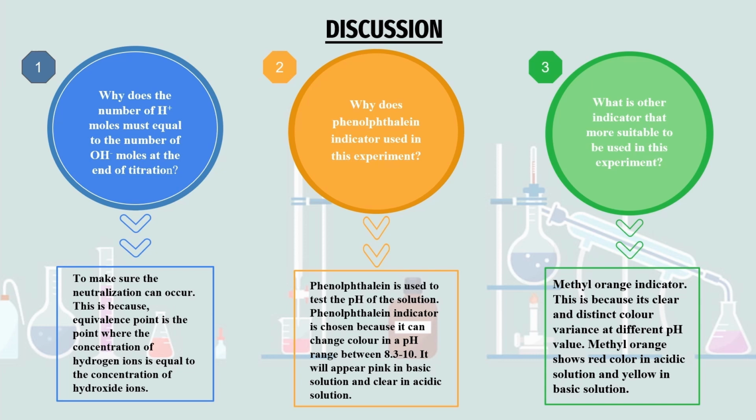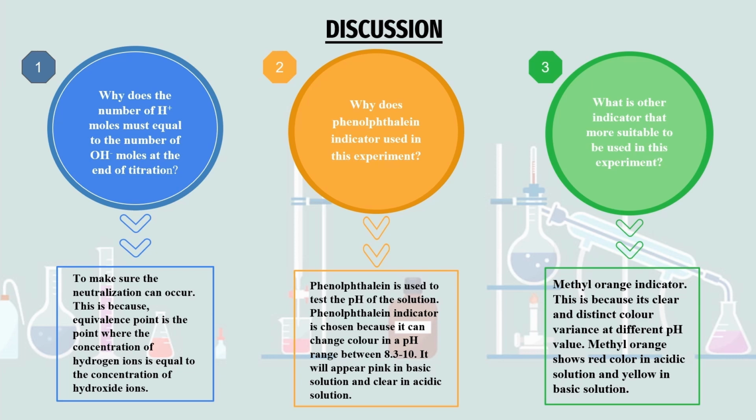This is because the equivalence point is the point where the concentration of hydrogen ions is equal to the concentration of hydroxide ions. The second question is, why is phenolphthalein indicator used in this experiment? The answer is phenolphthalein is used to test the pH of the solution. Phenolphthalein indicator is chosen because it changes color in a pH range between 8.3 and 10. It will appear pink in basic solution and clear in acidic solution.